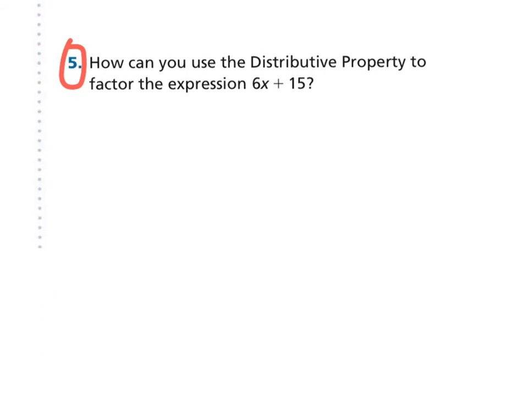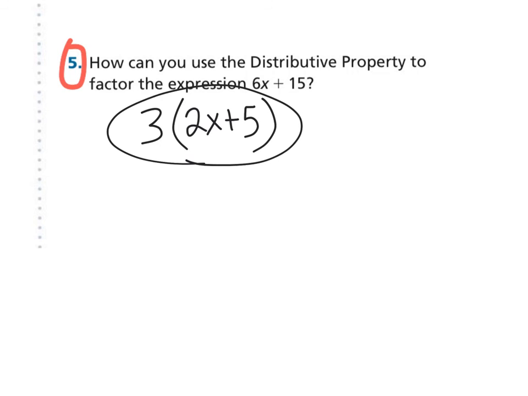We look at number 5, how can you use the distributive property to factor the expression? They wouldn't need all the words here, they could just say factor, and that would be enough for us to know what we need to do here. So we're trying to factor, so we're looking at our numbers again, trying to see what they have in common. So with this one, the 6 and the 15 have a 3 in common. We can factor out. So 3 times what to get 6x would be 2x. 3 times what to get 15 would be 5. So this would be our factored expression.